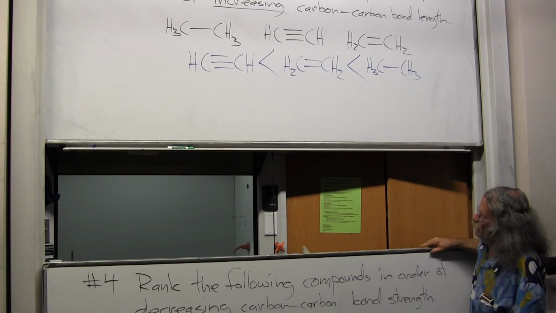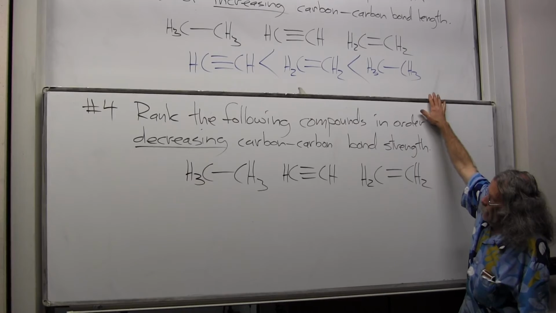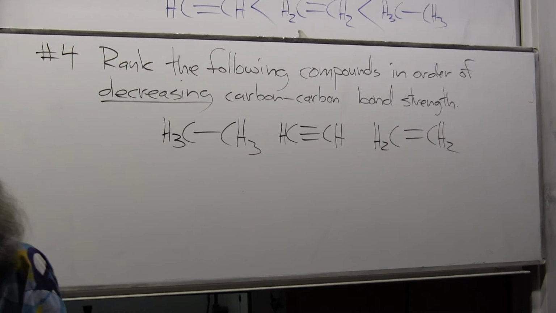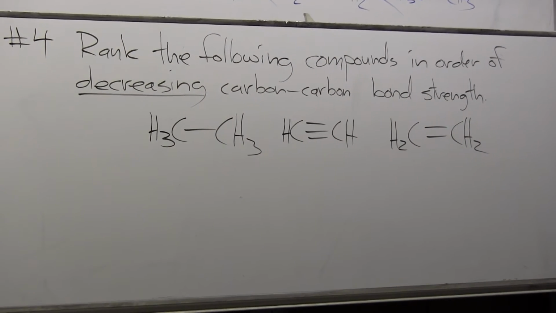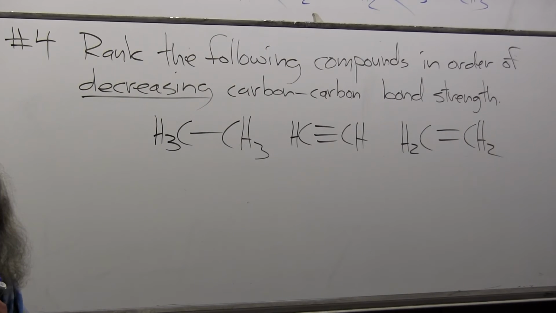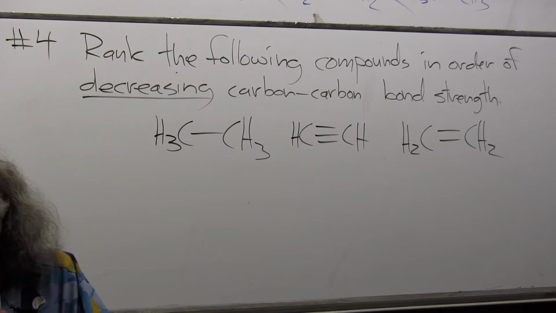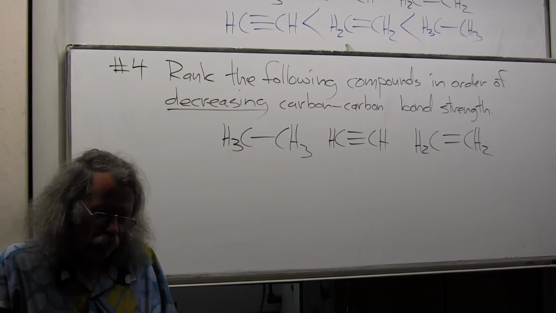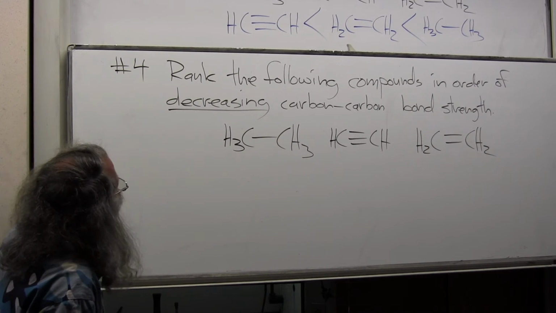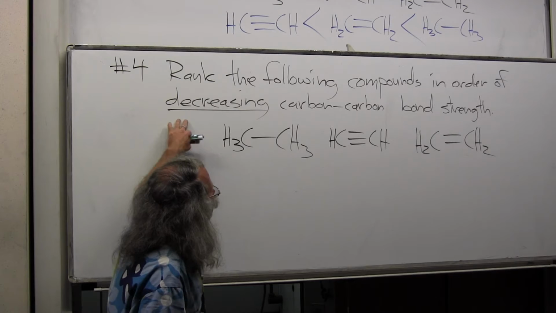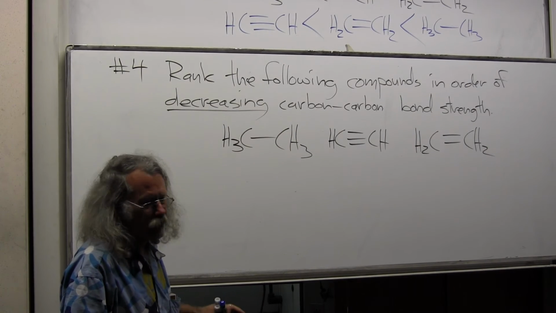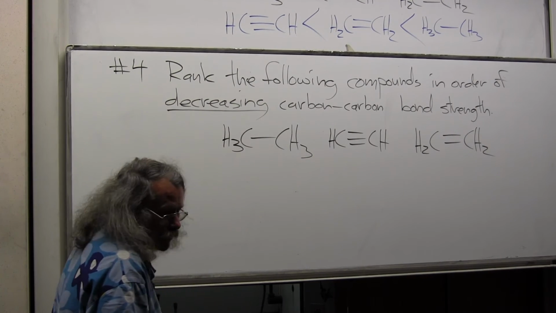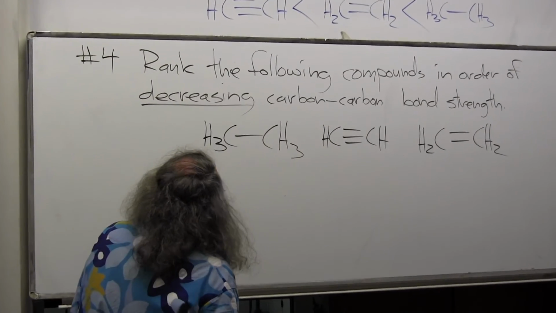Having done that, let's now answer the same problem in terms of bond strength. And the logic here is pretty much the same. The higher the bond order, the stronger the bond. A triple bond is stronger than a double bond, which is stronger than a single bond. So the lower the bond order, the weaker the bond. And here I want to rank it in terms of decreasing. So that means I'm going to start with the strongest bond and go to the weakest bond. So again, the strongest bond is the triple bond.